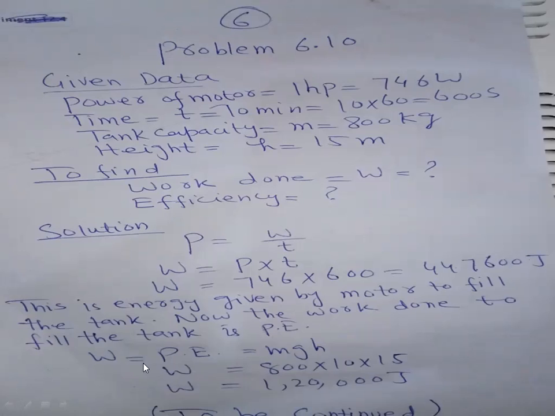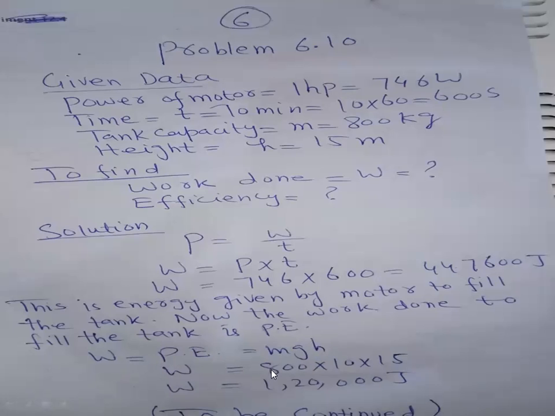Now this is the energy given by the motor to fill the tank. The work done to fill the tank is potential energy. Because we are filling the tank, it means we are pumping the water into the tank, so the energy stored in the tank will be potential energy. So water has potential energy, and work done is equal to PE, which is mgh.